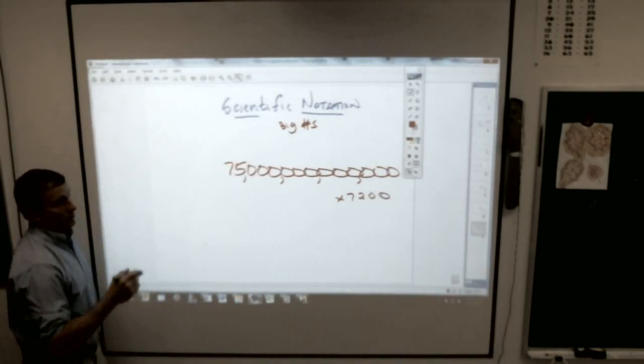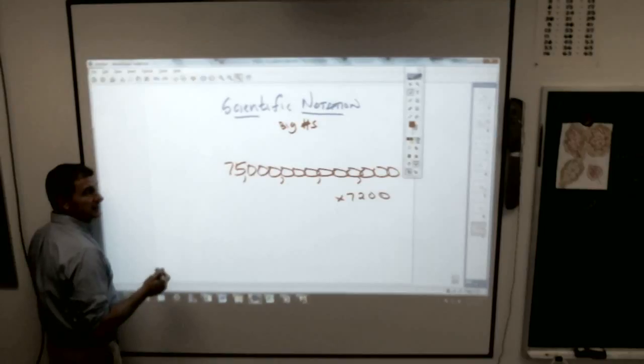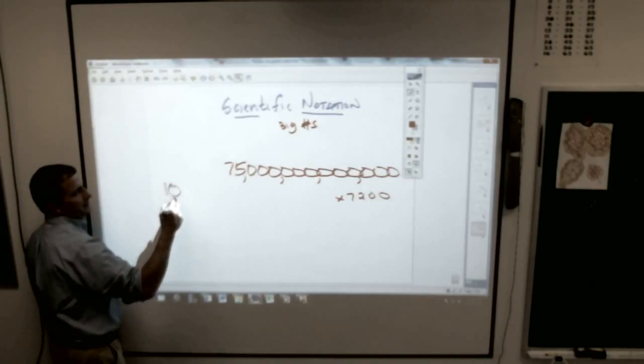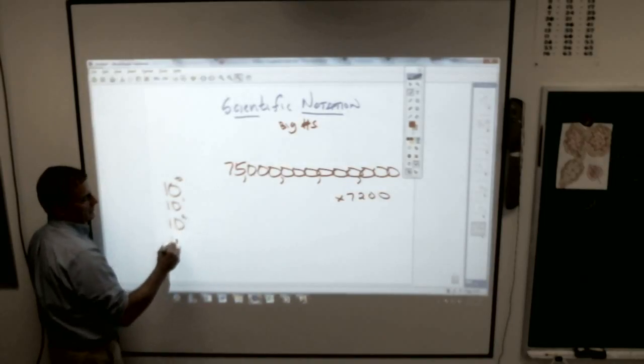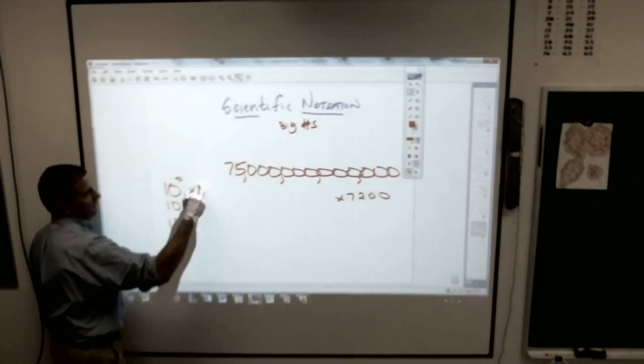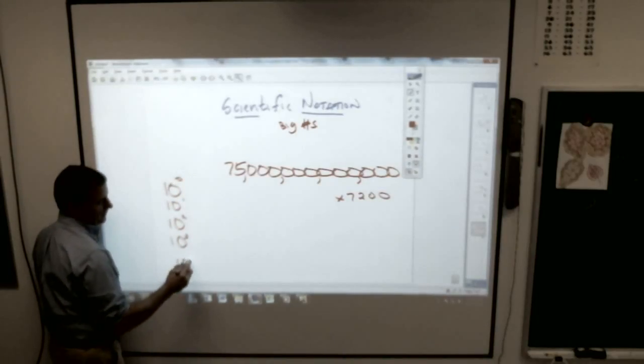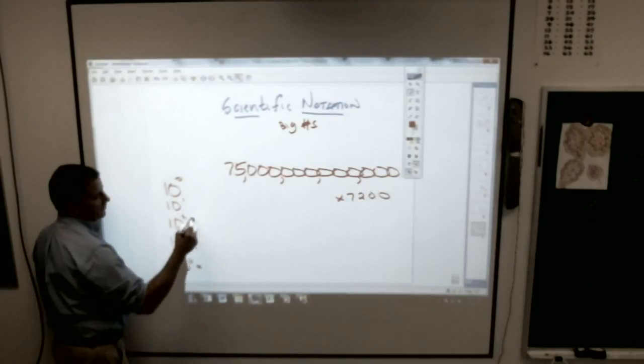Okay, and it's based on this. The first thing you must understand is that it does a lot with exponents of 10. 10 to the 0 power, 10 to the first power, 10 to the second power, 10 to the third power, 10 to the fourth power. I can't put it there, sorry. Let's just do 10 to the fourth power. What do these things equal?